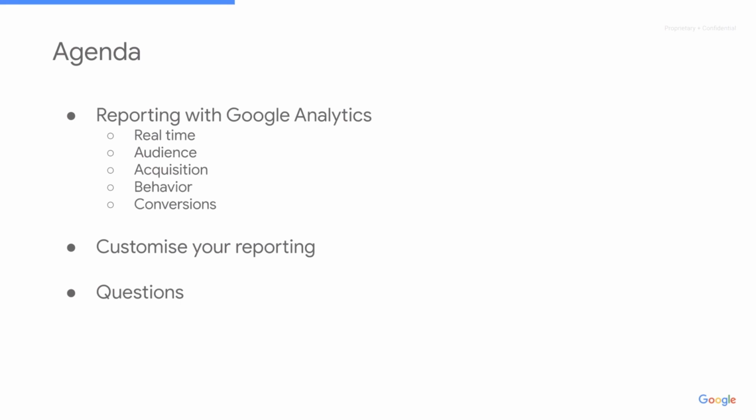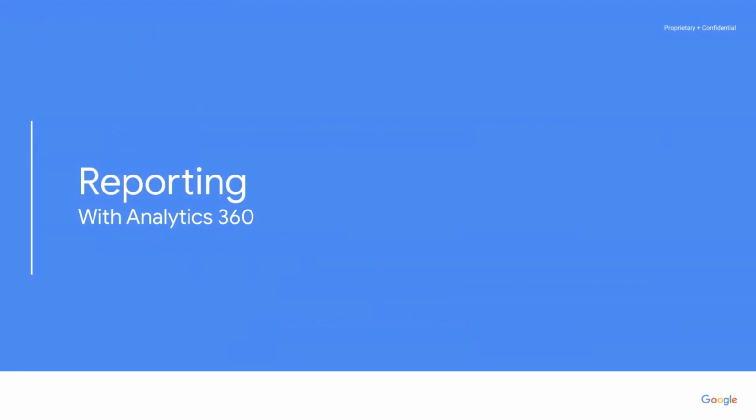Before we jump into the content, I just want to quickly review everything that we're going to cover today. We're going to cover the reporting within Google Analytics. We're going to start on the real-time reporting, jump in a little bit about audiences, cover acquisition, behavior, and conversions. We're going to try to make everything as practical as possible so you can understand how to apply it to your day-to-day. And then before we get into questions at the very end, we're going to talk about customized reporting that's available within Google Analytics 360. So without further ado, I'd like to hand you over to Lilia, who's going to take you through the first elements of reporting.